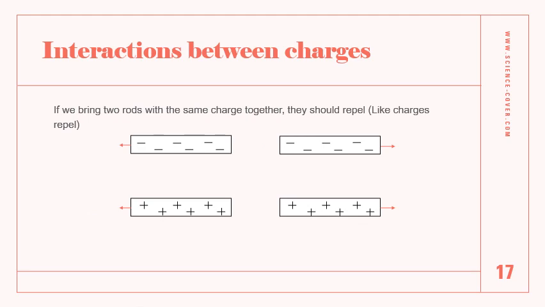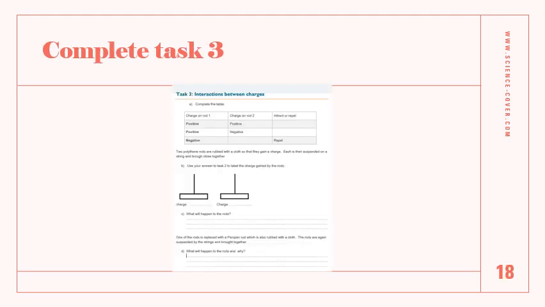If we bring two rods with the same charge together, then they should repel, as like charges repel. So these two negative charged rods will repel each other with an equal size force, and these two positively charged rods will also repel each other with an equally sized force. Pause the video and attempt task 3.